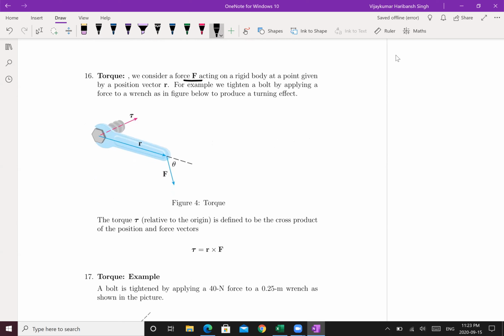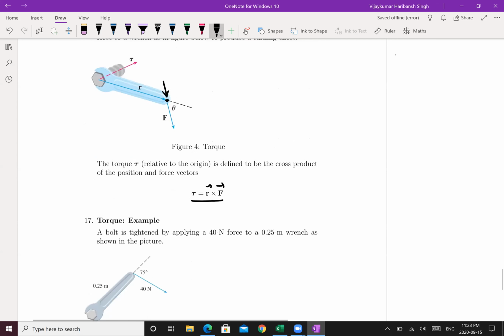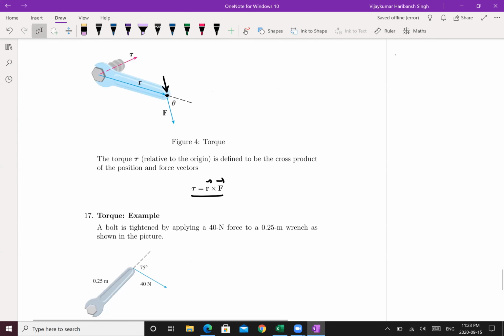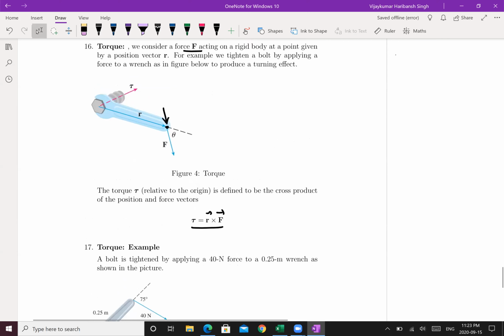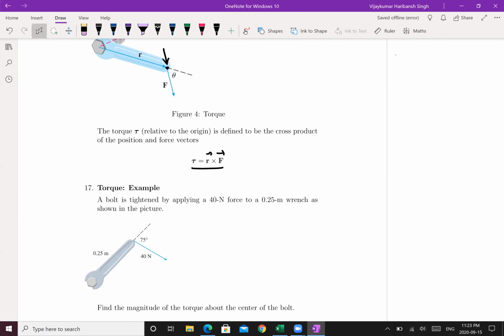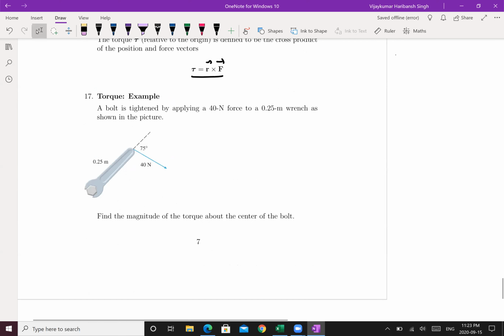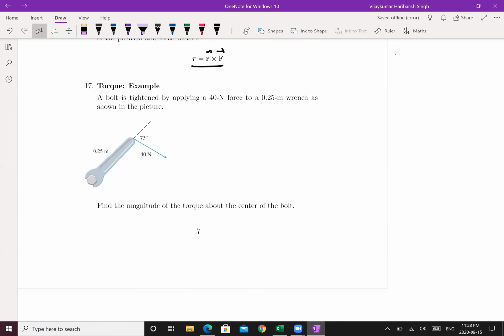Okay. So basically, torque is defined as essentially, if you have r as the position vector at which the force is acting, it is given by r cross F. So this is the torque. So right. It basically makes the object move around. Okay. So let's look at the following problem. A bolt is tightened by applying 40 Newton force to a 0.25 meter wrench as shown in the picture. Find the magnitude of torque about the center.